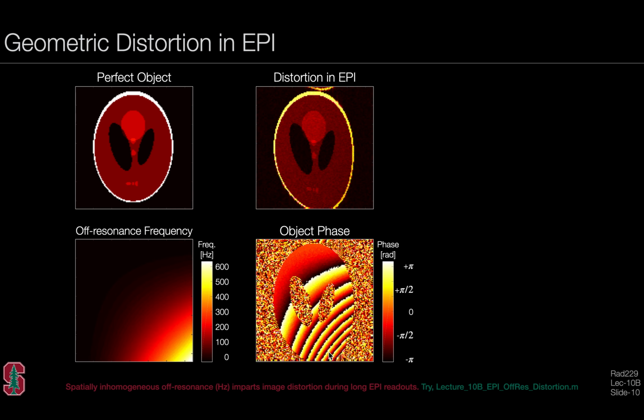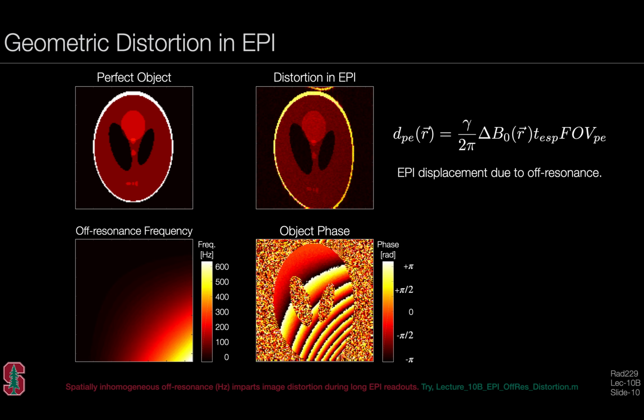for an image of the acquired object, an image of the underlying object, rather. There's an equation that helps us understand and describe how significant or severe these displacement artifacts can be. This is the EPI displacement equation due to off-resonance, and it depends on the change in frequency, which of course can be a function of space. Every pixel can have a slightly different change in frequency. We convert this field to a frequency through the gyromagnetic ratio, and then furthermore to a phase by taking into account what we call the echo spacing, or the time between the EPI readout KY lines, and then multiplying by the field of view gives us units of distance.